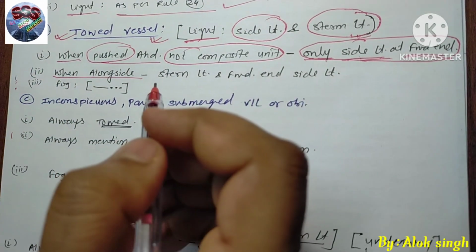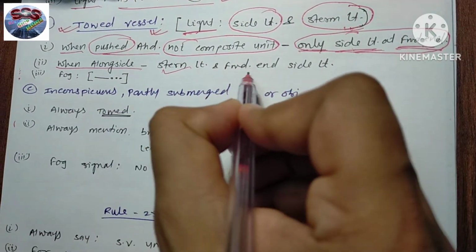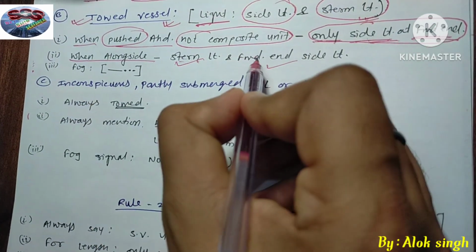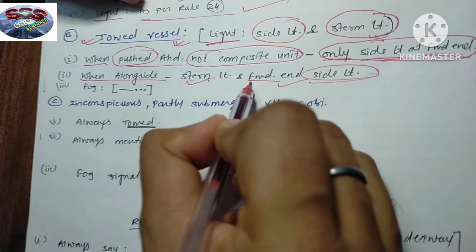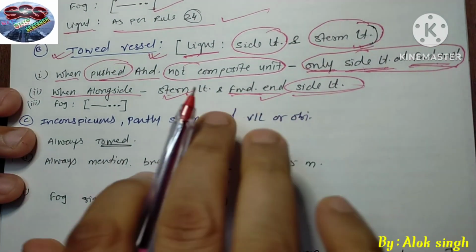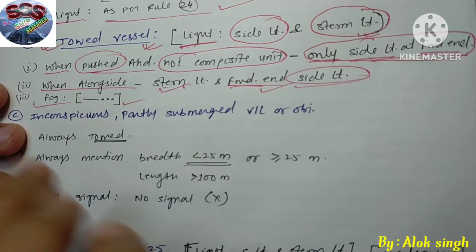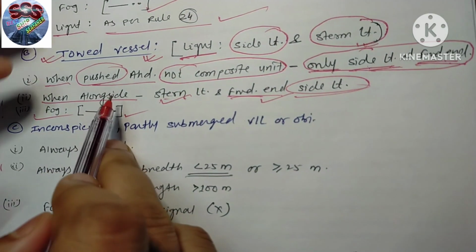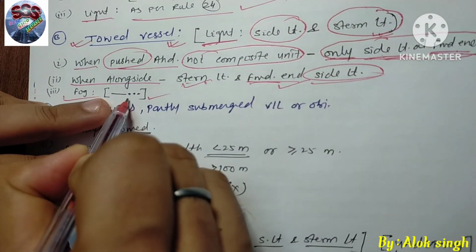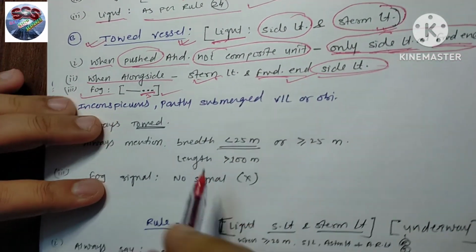Second one, when pulling alongside, in this case it will show the normal stern light, and at the forward end the side lights. So this one also, just make it clear. Fog signal is not like a power-driven vessel, but like a towing vessel: one prolonged two short, and here it is one prolonged three short blasts.